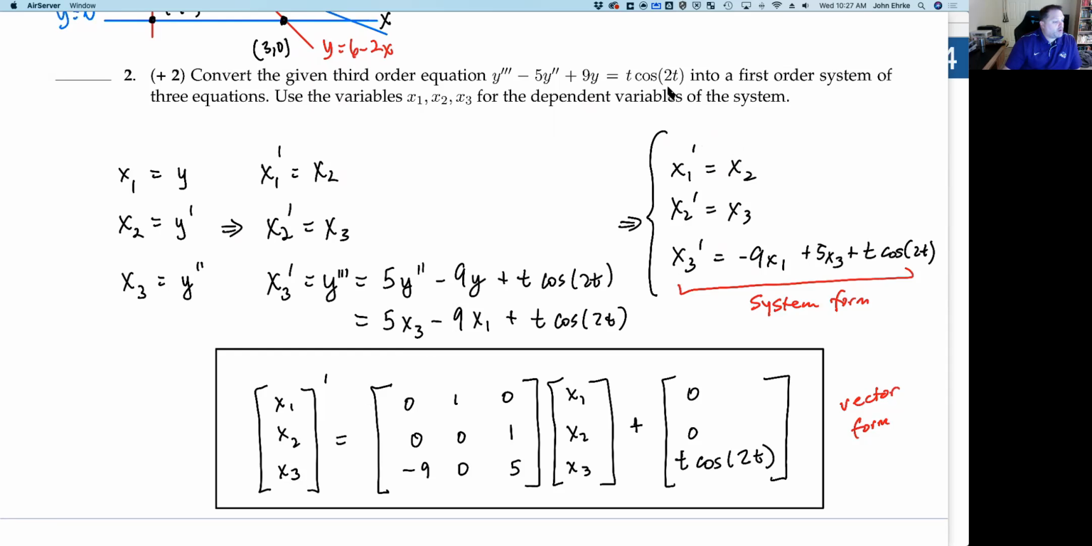Give yourself 1 point of credit if you got the first 2 equations correct, and then give yourself the final point of credit if you got this third equation correct. The third equation is where most of the difficulty comes in, but give yourself half credit if you get the first 2, and then the final point of credit if you were able to get the last row correct. Or if you wrote it in vector form, give yourself 1 point if the first 2 rows of your solution are correct, and give yourself the full value if the third row of your solution is correct.